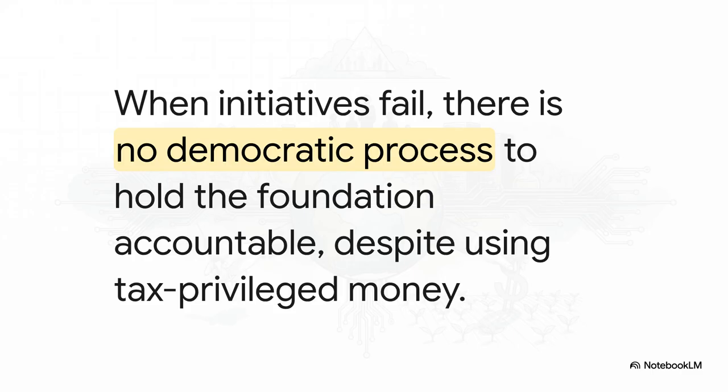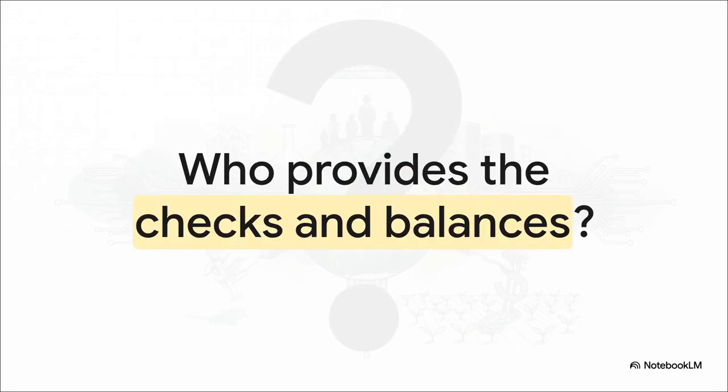But when one of its big experiments goes wrong, when a project fails, what happens? There's no election to vote them out. There's no public hearing. It's a private entity wielding the power of a nation-state, but with almost none of the checks and balances. And that leaves us with this final, really critical question. The story of Bill Gates is a timeline of power that just keeps expanding, from a corporate monopoly to a global philanthropy that shapes the world.